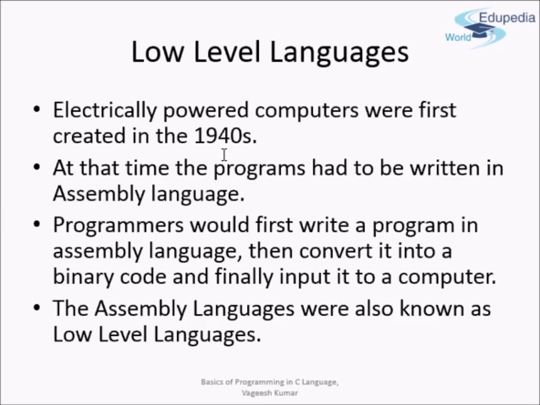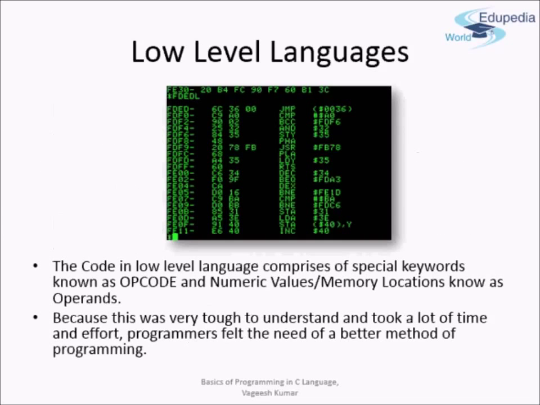And in those times, the initial programming languages, which were known as assembly languages or low-level languages, evolved. Programmers would first write a program in assembly language, then convert it into binary code and finally input it to a computer using the keyboard. Assembly languages were also known as low-level languages. Here is a screenshot of assembly language code.